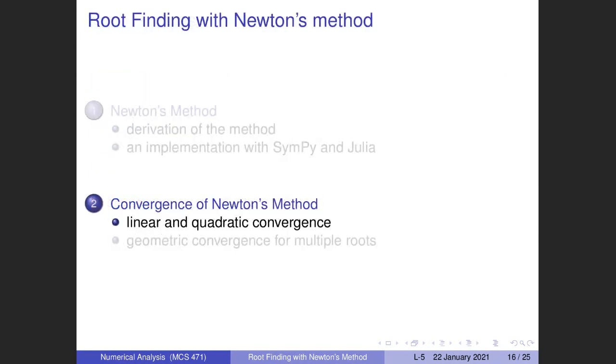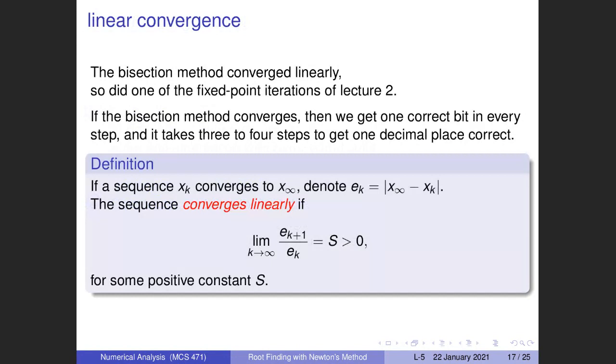All right. Now we get to the second part of the lecture. How can we define the convergence? Newton's method converges fast. We will say that it converges quadratically. So first we have to define what we mean by that. Going back to the bisection method, we get one bit in every step. And since the base-2 logarithm of 10 is a little bit more than 3, we get about 3 to 4 steps to get one more decimal place correct.